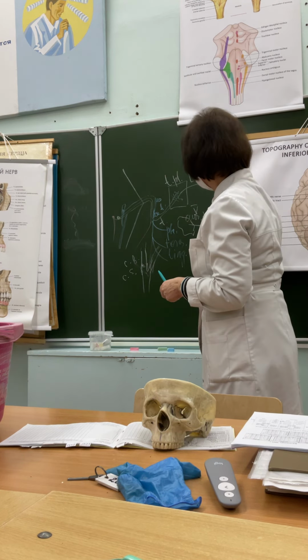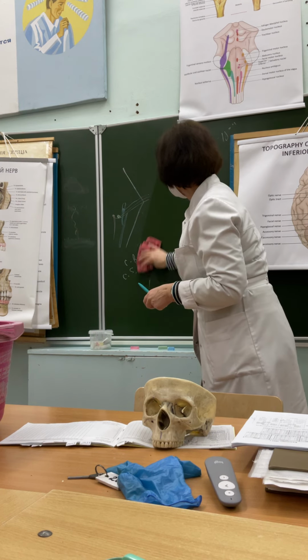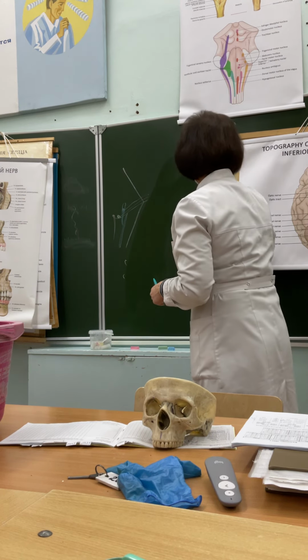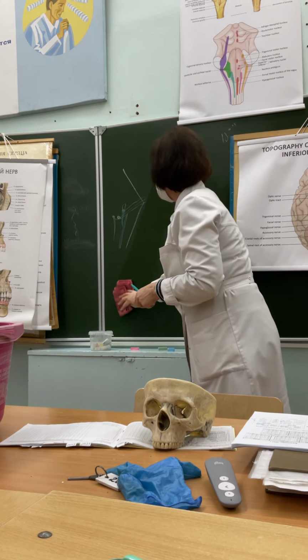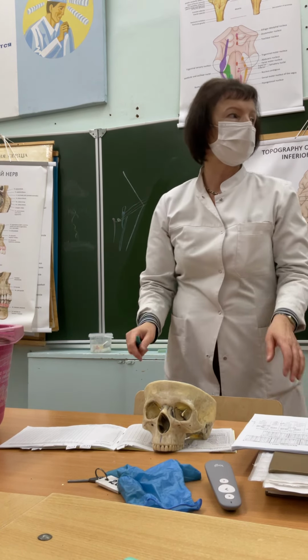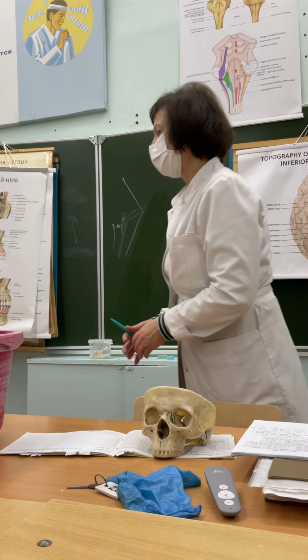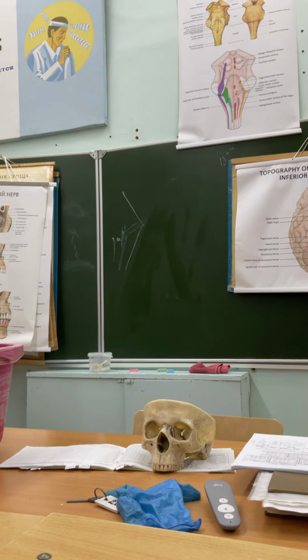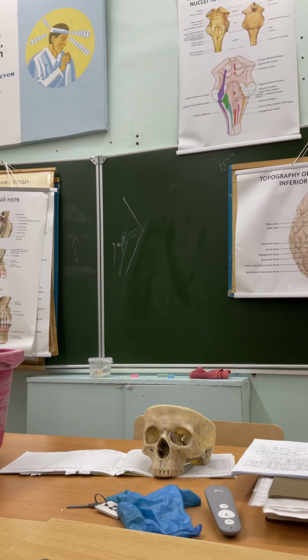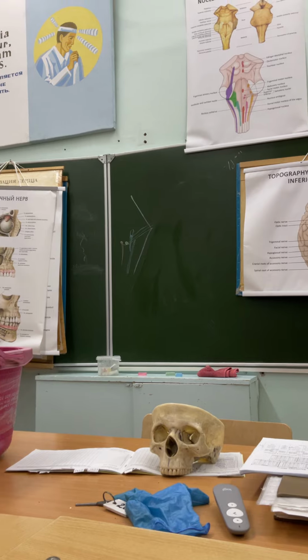Now vagus nerve, okay? The biggest one. Yes, okay, this is the biggest one. So this nerve, vagus nerve, has a very long part, big part, which is sensory and parasympathetic, and smaller part, which is motor, somatic motor, yeah? Okay.